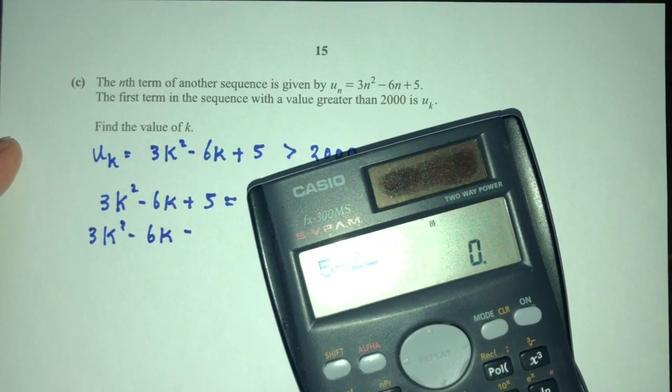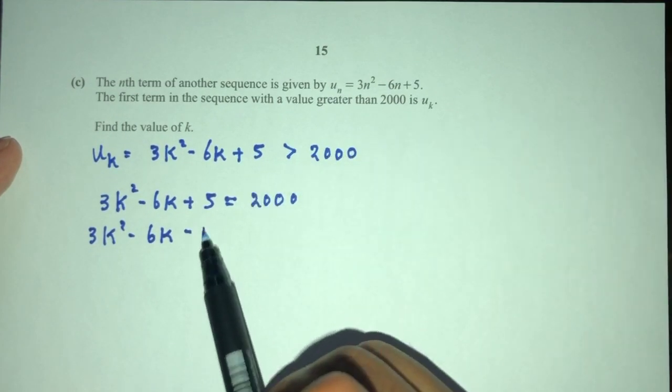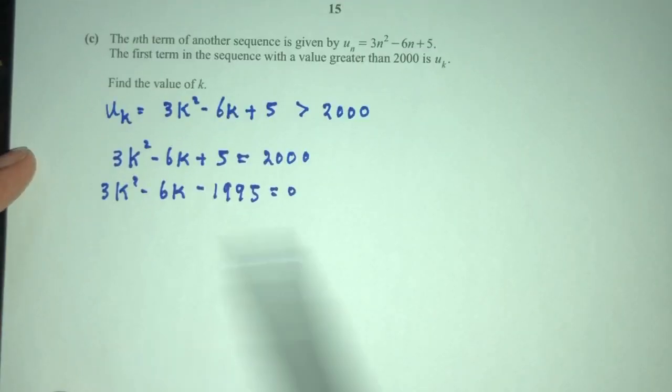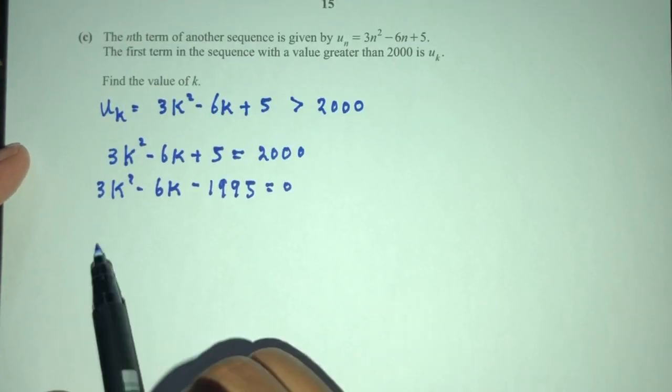Minus 5 minus 2000, that is 1995. Okay. Now solve for the value of k by using the formula, obviously.